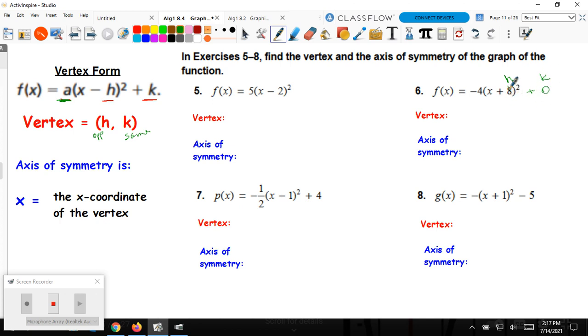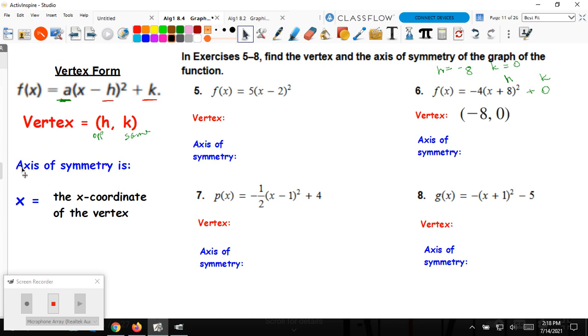So we can think, okay, the H is 8, but I talked about it being the opposite. So if it says x plus 8, then your H really is going to be a negative 8. And the K in this one is the 0. So K will equal 0 in this one. So for your vertex point, it's going to be negative 8, comma 0.